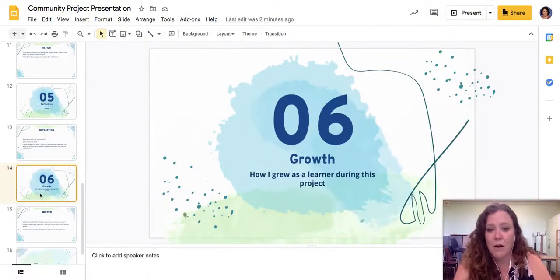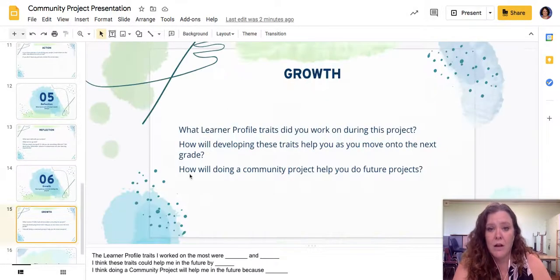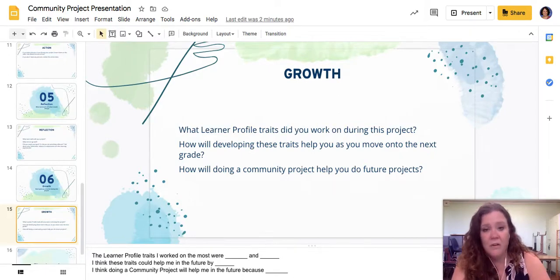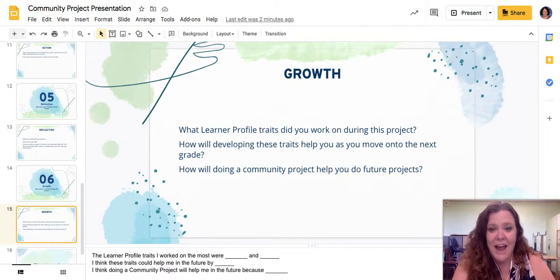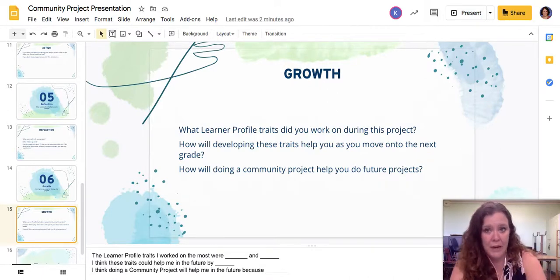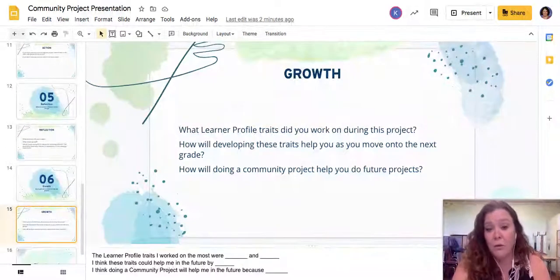Then the last part, which is my favorite part, is how did you grow as a learner? So what was your growth during this project? What learner profile traits did you work on? Remember, you can always go back and look at that lesson. I believe from memory, it's lesson 3. And then how will developing those traits help you as you move on to the next grade, or you move on to high school, as you have to do future projects? How might it be helpful to be a communicator, or open-minded, or a risk taker?